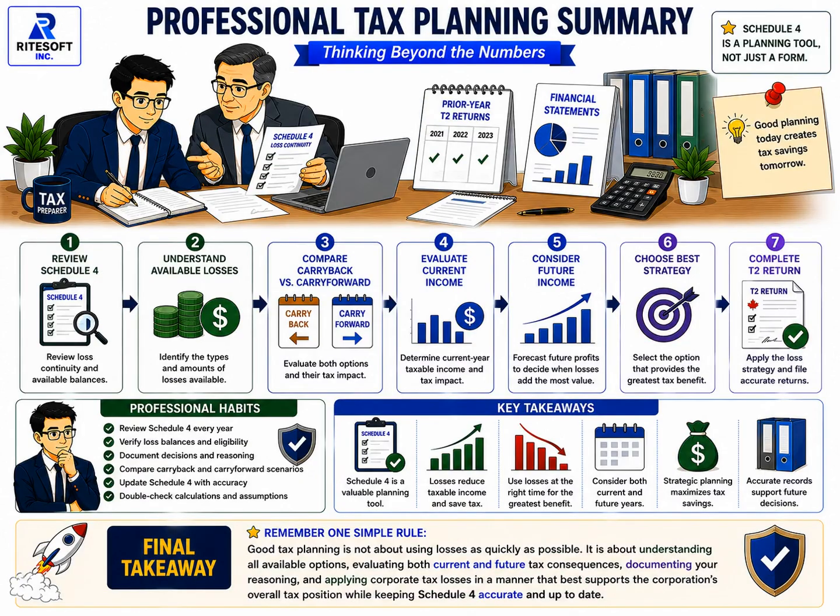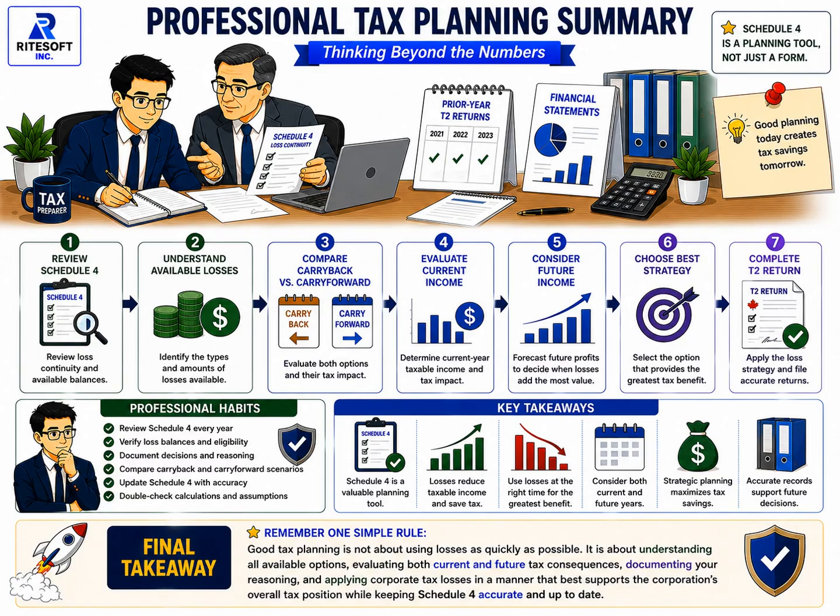Throughout this chapter, we've learned that Schedule 4 is much more than a form used to record corporate tax losses. It is an important tax planning tool that helps determine how and when those losses should be used to provide the greatest overall benefit to the corporation. Let's summarize the complete decision-making process used by professional tax preparers. The process begins by reviewing Schedule 4. Before preparing the current year's T2 return, always check the corporation's available loss balances and confirm that the information agrees with prior year tax records.